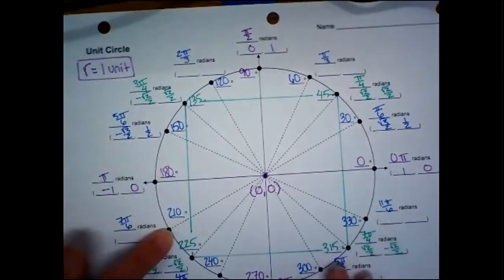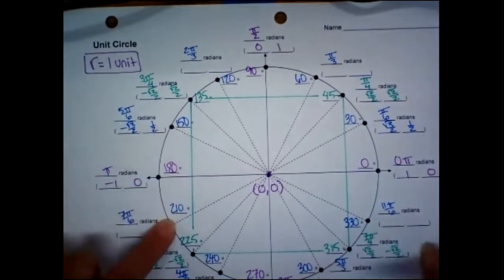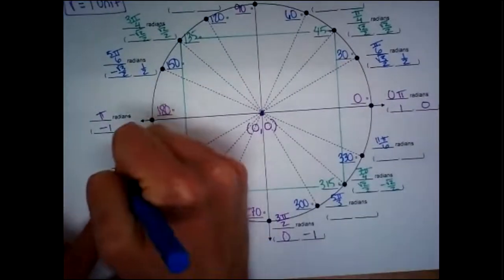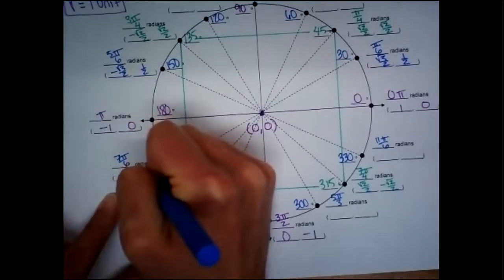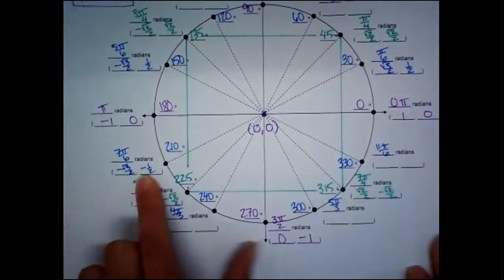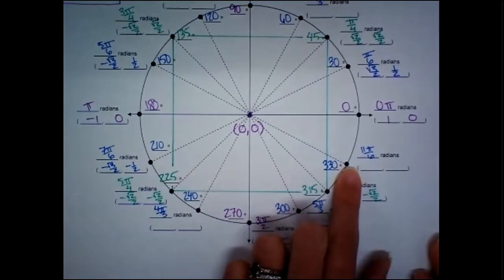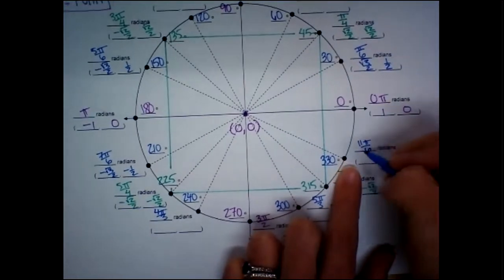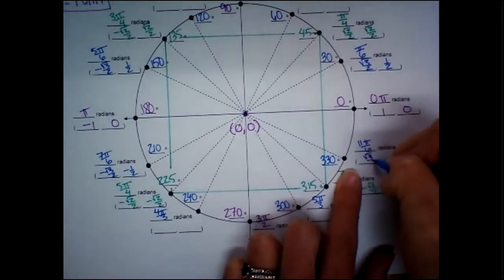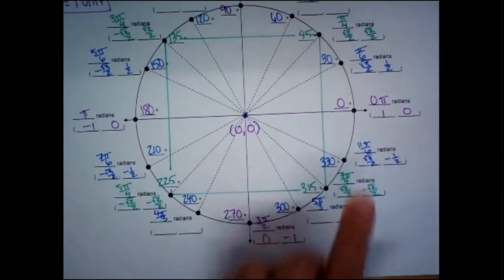Now take it down to here. They're both going to be negative. And then take it over to here. Which one's going to be negative? Good. Let me draw in the lines so you can see them.